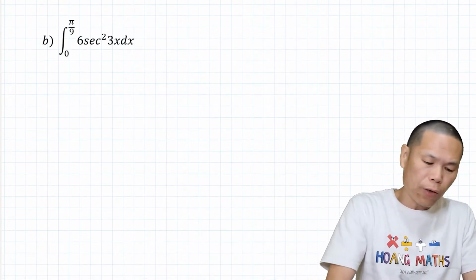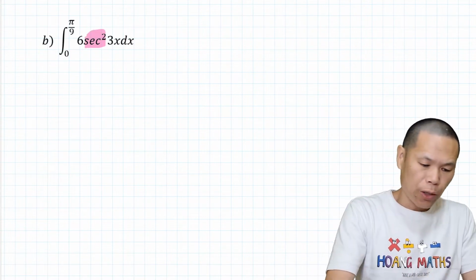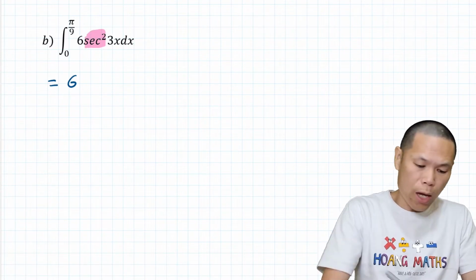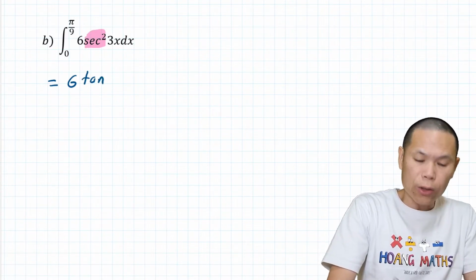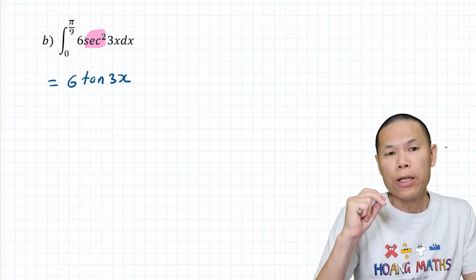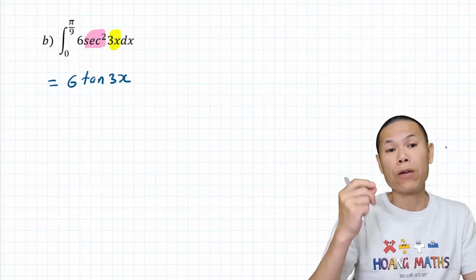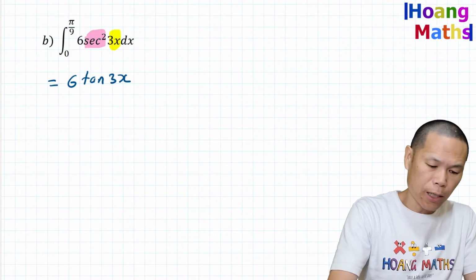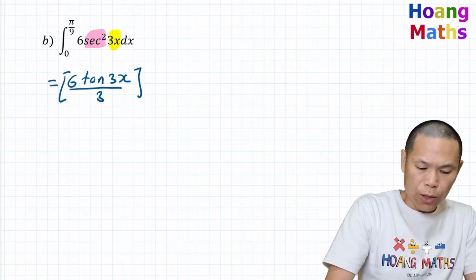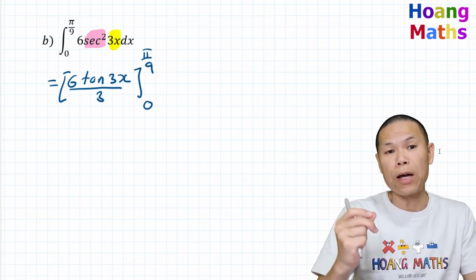Part B. First of all, we need to know that integrating sec squared will give us tan. The 6 is a constant, so we just write this down. Integrating sec squared will give us tan of the angle. In this case, the angle is 3x. And now we just need to divide by the differentiation of the angle. Differentiating 3x will give us 3, so we divide by 3. Okay, keep that in mind. So divide this by 3. This is from 0 to pi over 9. So what I do now is I just simplify this first.